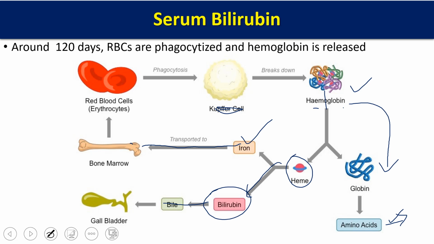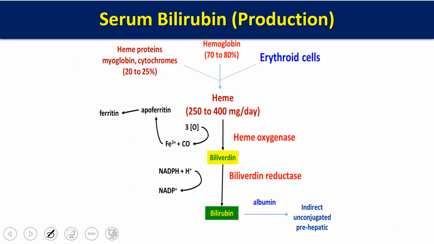Now we'll see in detail how bilirubin is formed and how it is excreted. The whole bilirubin excretory process we are going to divide into three different phases. First, we are going to talk about the production phase of bilirubin. I have told you that RBC is degraded and the degraded RBC gives us hemoglobin. Roughly, we get 70 to 80% hemoglobin and 20 to 25% other heme proteins like myoglobins or cytochromes.